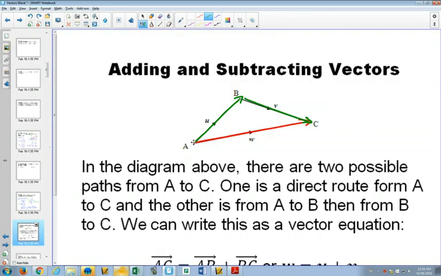Now, in real life, if you were traveling from A to C, W would be the quickest way to get there. But as far as vectors are concerned, if you are going from A to C, you can get there by going directly, which is by vector W, or you could get there by going to B first and then going to C. You'll end in the same place. So when we add vector U and vector V together, we get vector W.